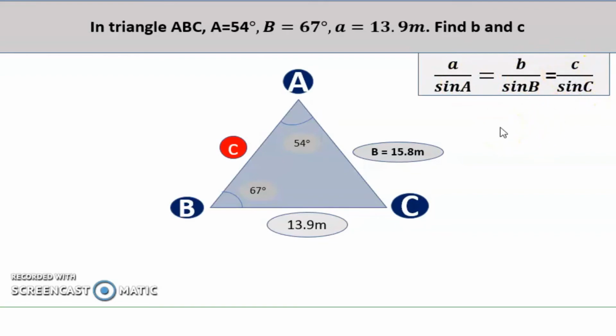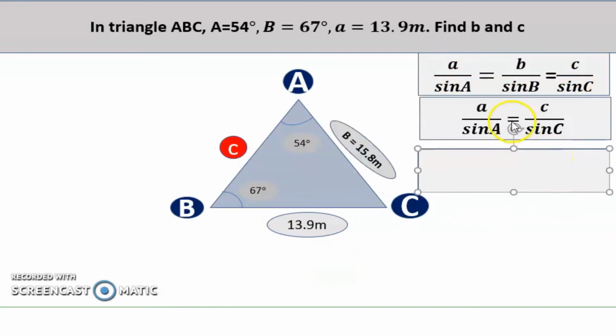Either of these two you want to use, you will still arrive at the same answer. But for the purpose of this example, I want to use a over sine A equal to c over sine C. The value of a is given, which is 13.9 meters. Our angle A is given to be 54 degrees, but we don't know c and we don't know angle C. So how do we get angle C? We can't solve this problem until we figure out the angle for C. Now look at this triangle. I want you to know that the sum of angles in a triangle is equal to 180 degrees.